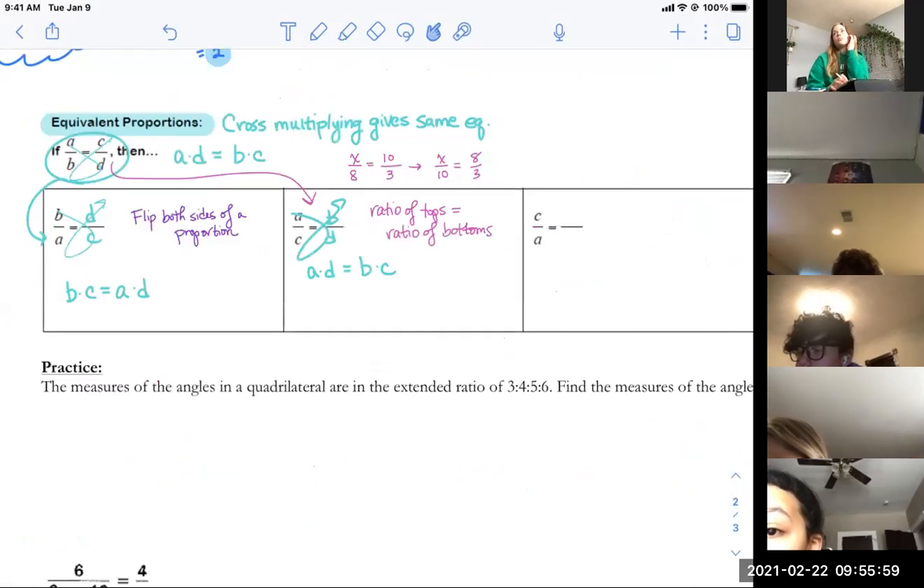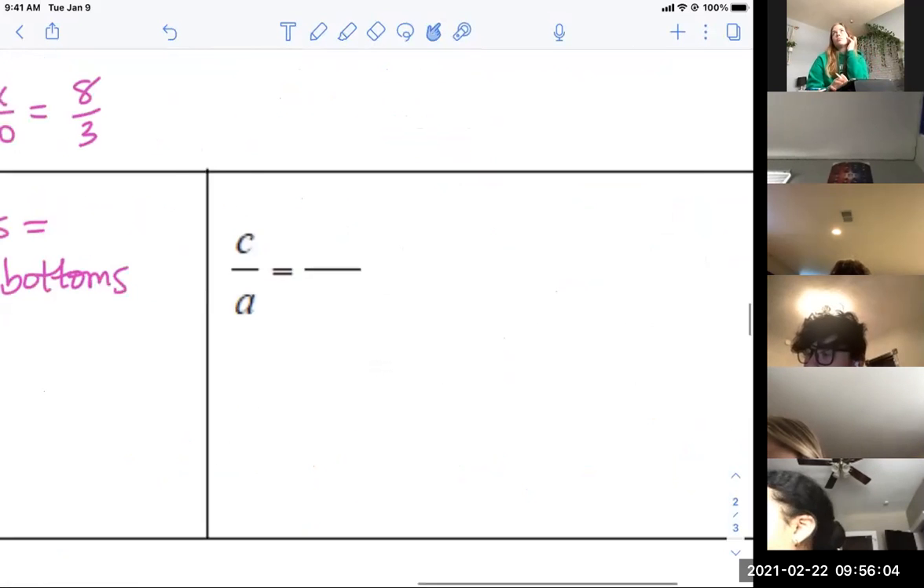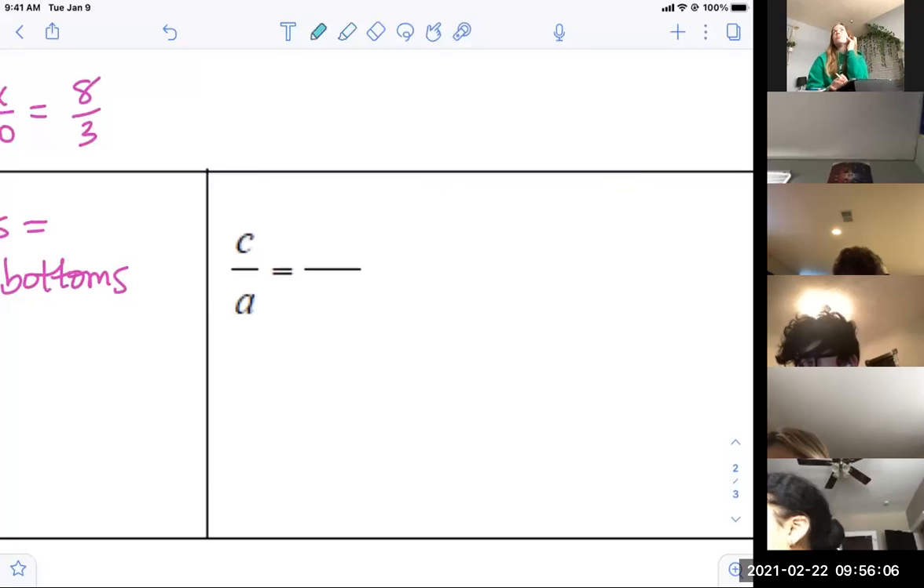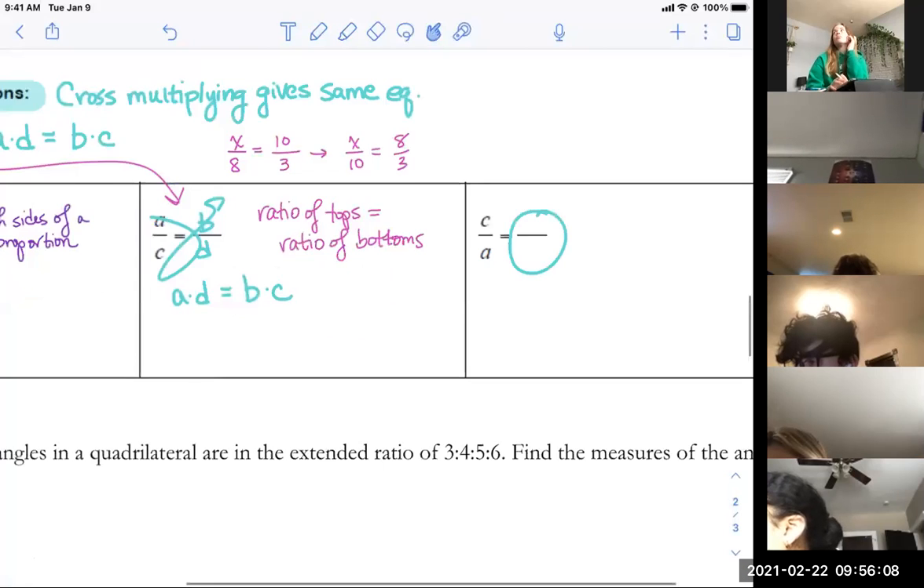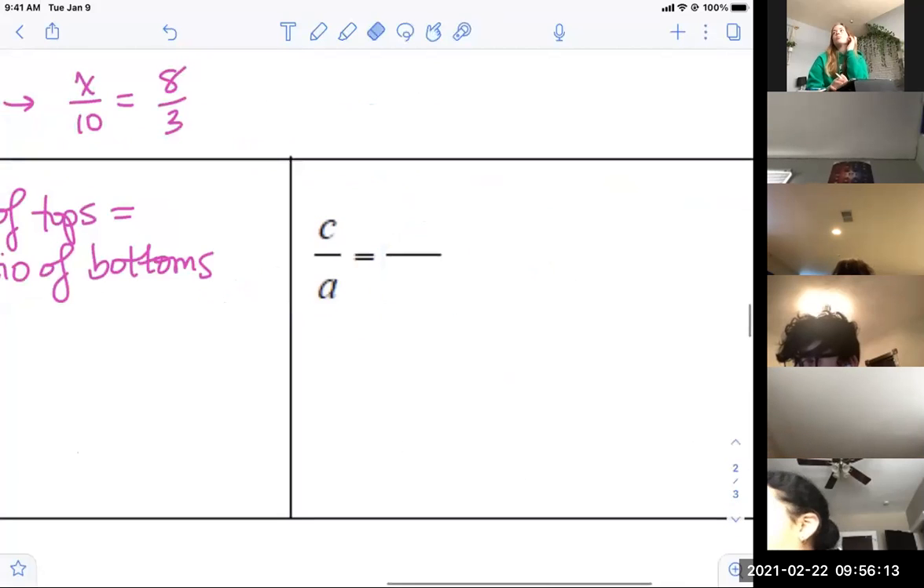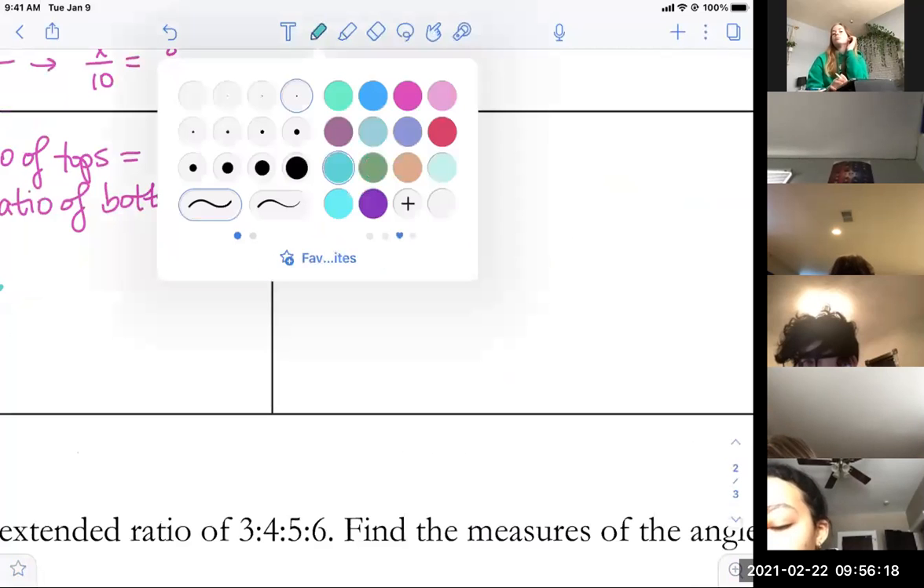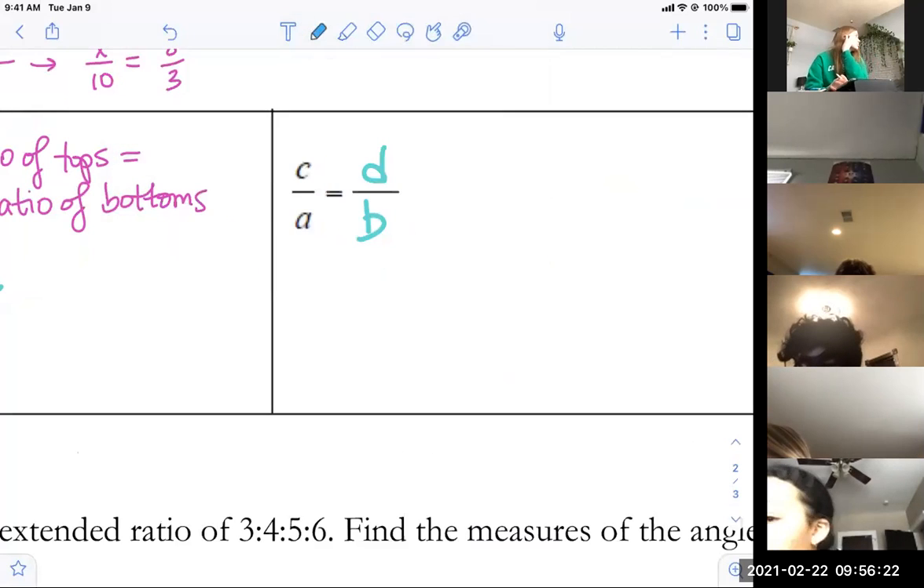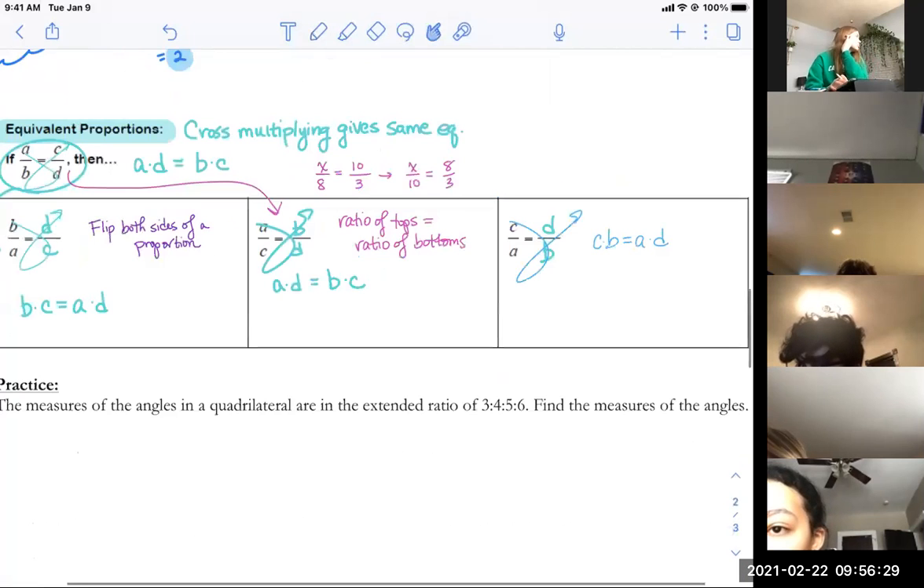Okay, and then if we're trying to get A over AD equals BC, what should go in the last spot there? What should go on this side? We're trying to get AD equals BC. D over B. So let's cross multiply and check. Cross multiply, C times B equals A times D. And again, that's equivalent. We're just flipping the two sides around, right? Same thing.